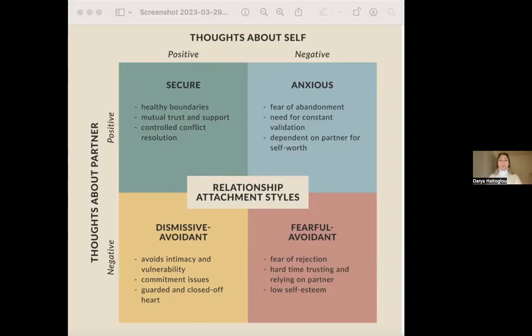And case 4 is David's case, who's 25 and a college student. David experienced significant trauma in his childhood, including abuse and neglect from his parents. This chaotic upbringing led to the development of a disorganized attachment style.